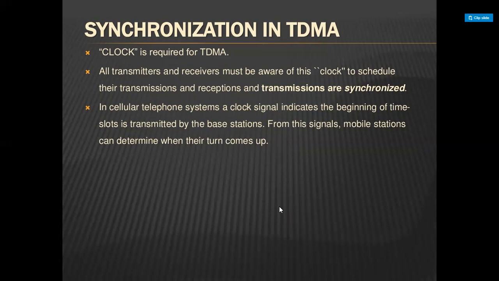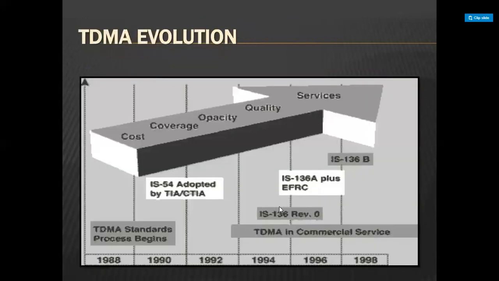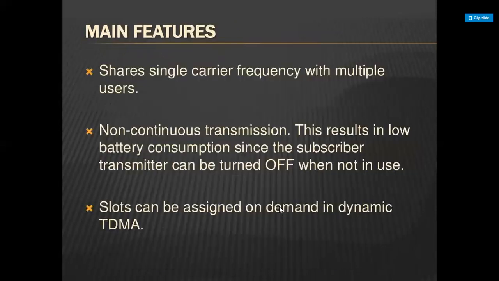Handoff process is simple because of these discontinuous transmissions, and the transmission rates are very high. Because of this, adaptive equalization is very necessary. Duplexers are not required for TDMA because it uses different time slots for transmission and reception. And in TDMA, guard time should be minimized. It shares a single carrier frequency with multiple users, but only one user transmits in a particular time slot.